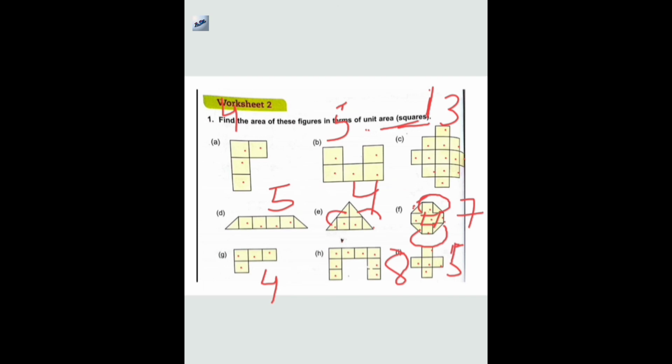We just have to count the number of squares. And also remember students, if there is a square which is less than half, we ignore it. And if there is a square which is more than half, we count it as 1. This is the method to calculate, but there are no questions of that type. Remember, this method is just for this worksheet. From now we are going to use formulas in the next worksheet.